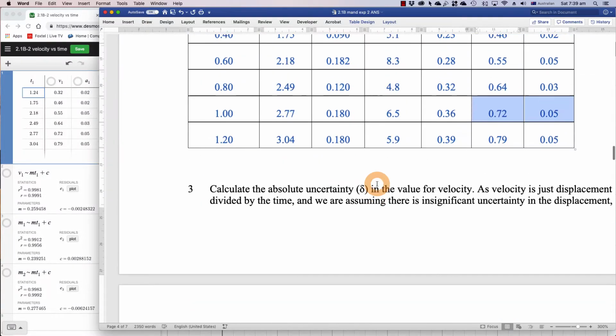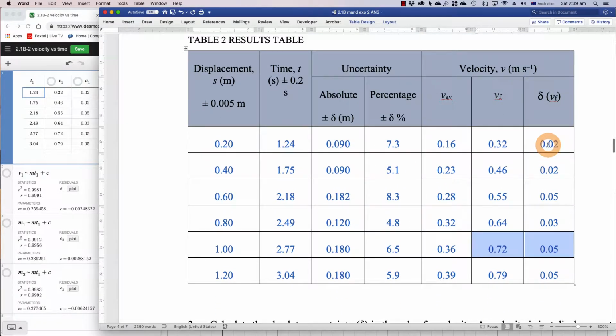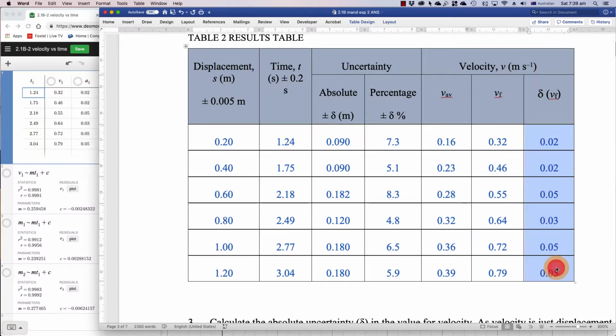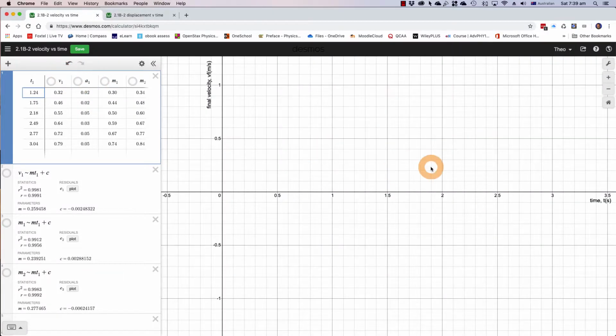Now the first thing I've done is I've come across here and I've created a column in Desmos. A column, here it is, I'm calling it A for absolute error, and I've put all those values into that column. Okay. Now if I go back to my graph, so here's my blank graph, and here are my values from the table for the final velocity.